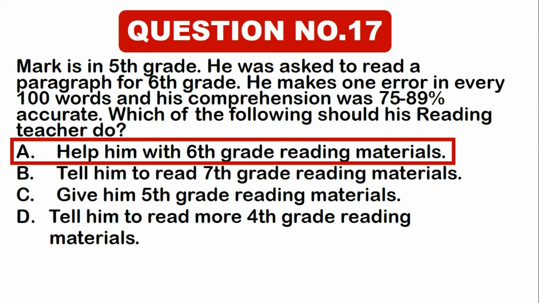Option B, tell him to read 7th grade. That's too much. He's in grade 5. 7th grade, it's too much. And options C and D, option C is give him 5th grade. Why lower? And tell him to read more 4th grade. Options C and D don't make sense because he is not reading below his level. So the correct answer is A. Help him with 6th grade reading materials.